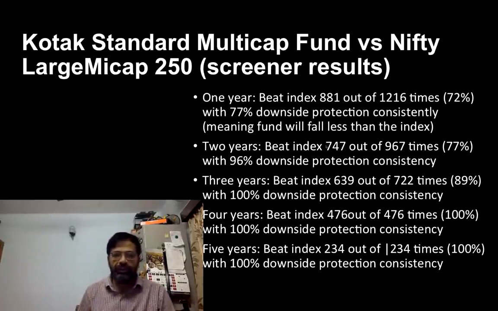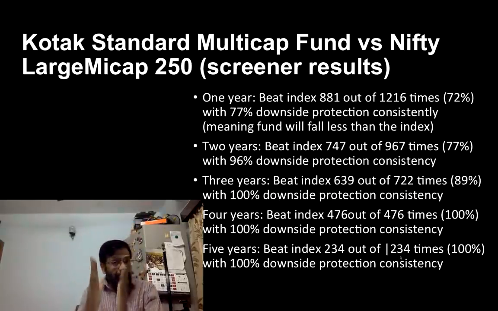Over 2 years, it has beaten the index in terms of returns 77% of the time, and with 96% downside protection. Over 3 years, 89% return outperformance and 100% downside protection outperformance. 4 years, 100% return and downside protection outperformance. 5 years, again 100% in terms of both. But notice that for 1 year, we are looking at 1,200 data points. 2 years, 967. 3 years, 722. 4 years, 476. And 5 years, 234.